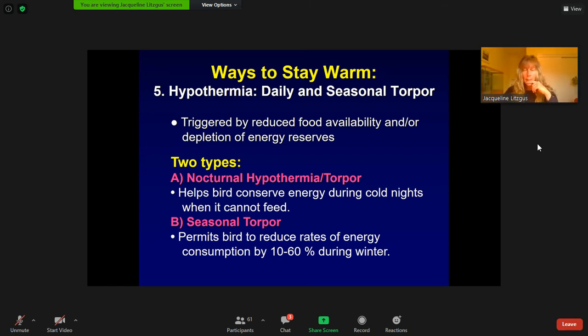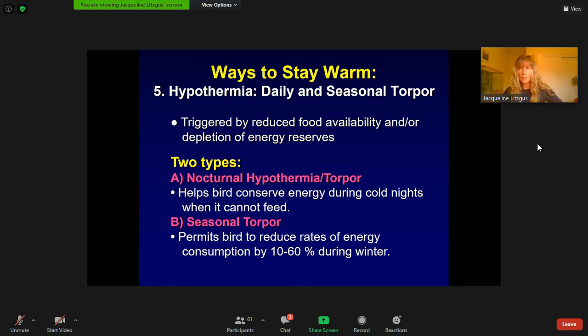So again, this nocturnal or daily torpor, going into torpor at nighttime, is restricted to small-bodied birds because of this passive cooling and then shivering to warm back up for the daytime. Big birds wouldn't be able to do it. There's just too much body to be able to pull that off. So again, restricted to small birds.